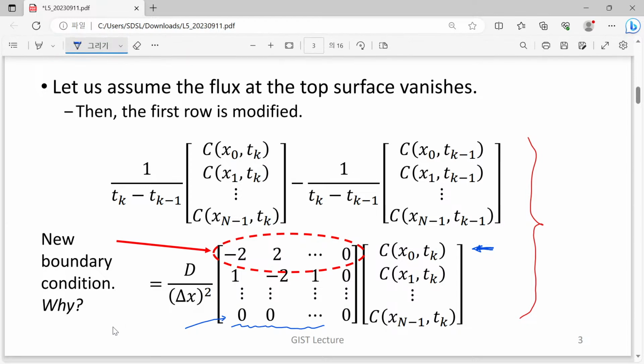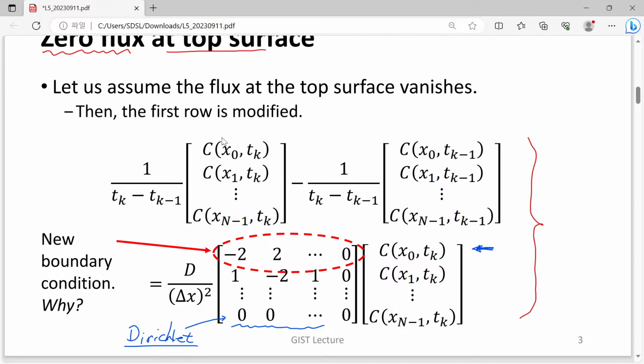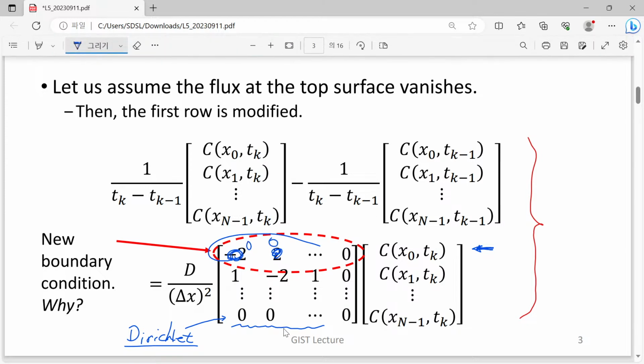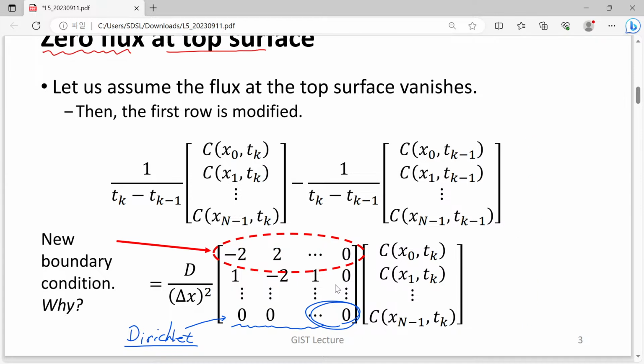Why? Because we are still applying the Dirichlet boundary condition for this x equal to L node, and the only difference is shown here. Previously it was 0 and also 0, so identical in this way. However, now we have seemingly quite strange values like 2 and 2, minus 2 and positive 2. So how can you justify the use of these values?